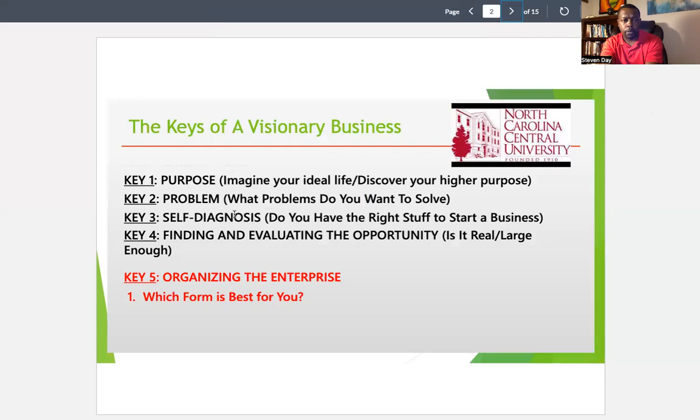And this is just a review of the first 4 keys. Key 1: purpose, imagine your ideal life, discover your higher purpose. Key 2 is problem solving or problem recognition, getting to that innovative solution. Then you have self-diagnosis and finding the opportunity. And Key 5, we are at organizing the enterprise.